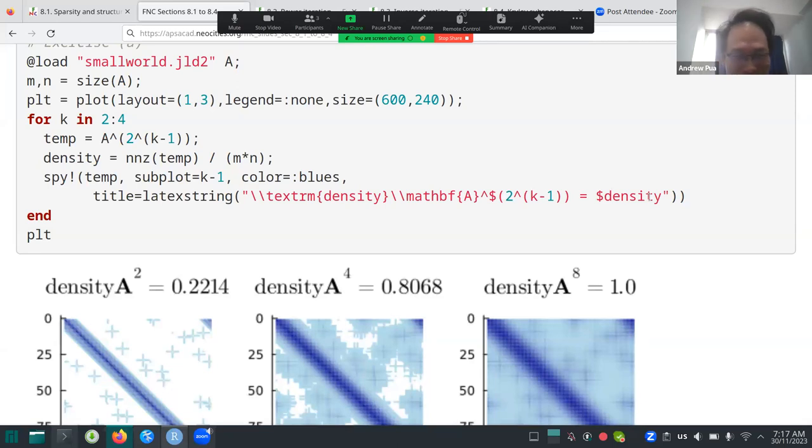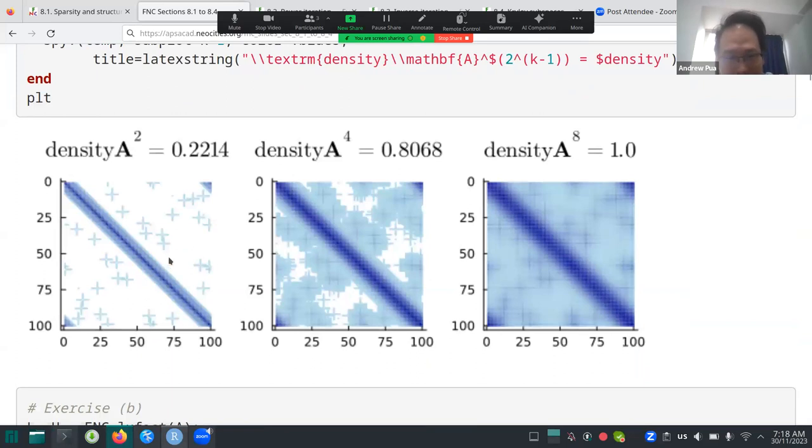Some things to think about for the design of a picture. There's really nothing new here in the sense that it uses the commands in the section, but I pointed out some of the quite nice things that you could do, and the result is probably not very surprising. As you have more and more powers of the matrix A, effectively A to the 8 is non-sparse already. It's dense already.